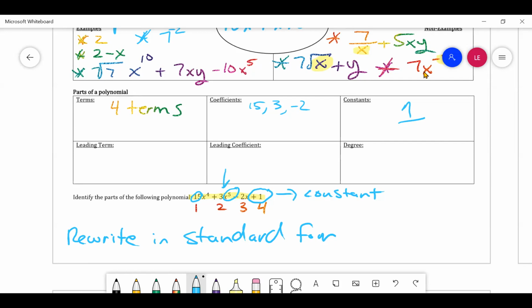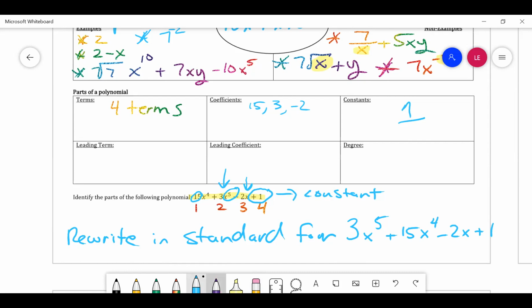So this one is your biggest one, so I'm going to put that one first. So 3x to the 5th. Then you're going to put the second highest degree, which is x to the 4th, so then I'm going to put plus 15x to the 4th. And then the next smallest would be this one here, so minus 2x and then plus 1. Constants will always be last.